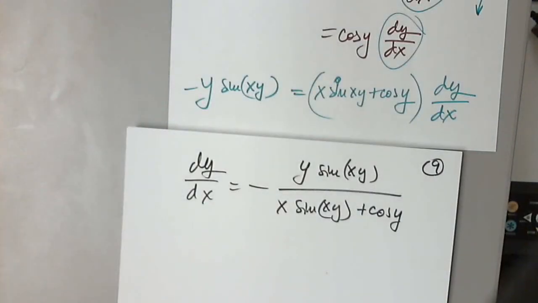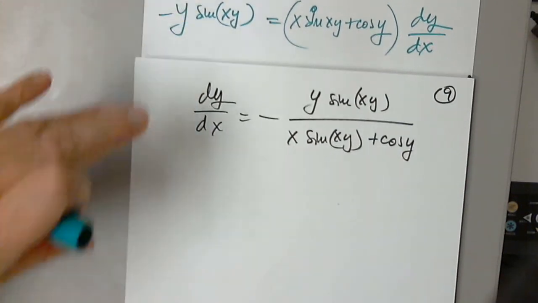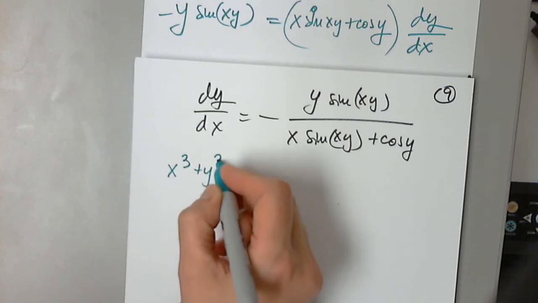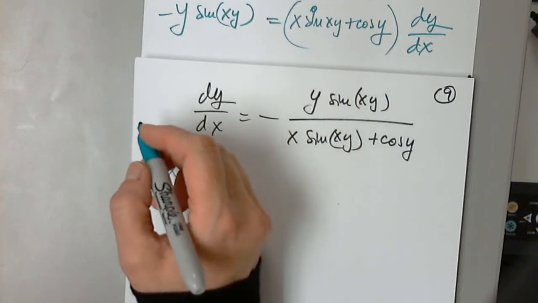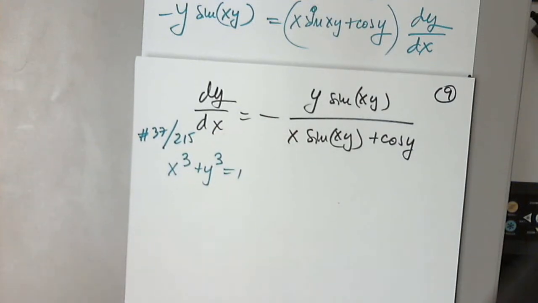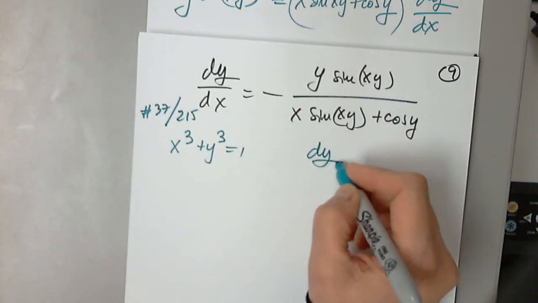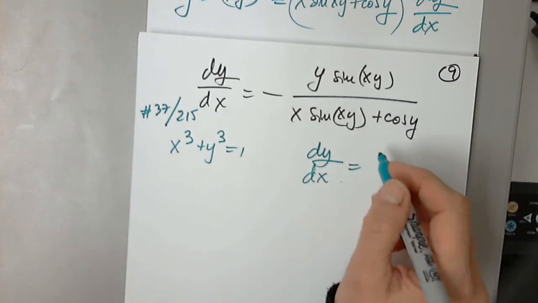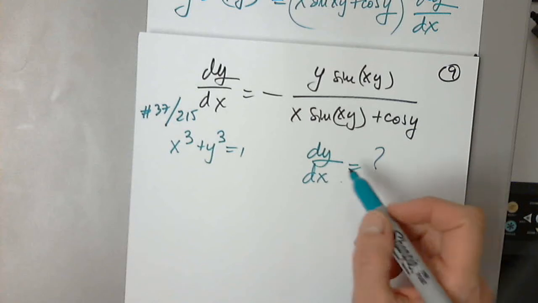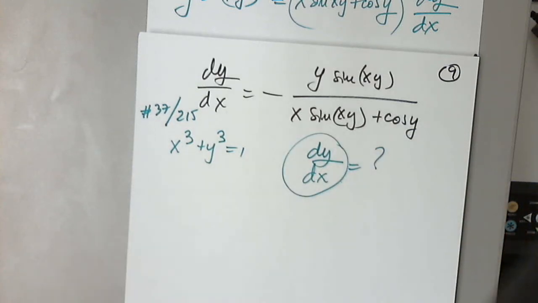It's 37, pretty good. Yeah, that's fine. I don't know what we will end up with for the second derivative. So x to the third plus y to the third equals 1. This is 37 on page 215. So always remember, this is a function, right? So y is a function of x. Once we're asked to find dy over dx, we know that y is the function.